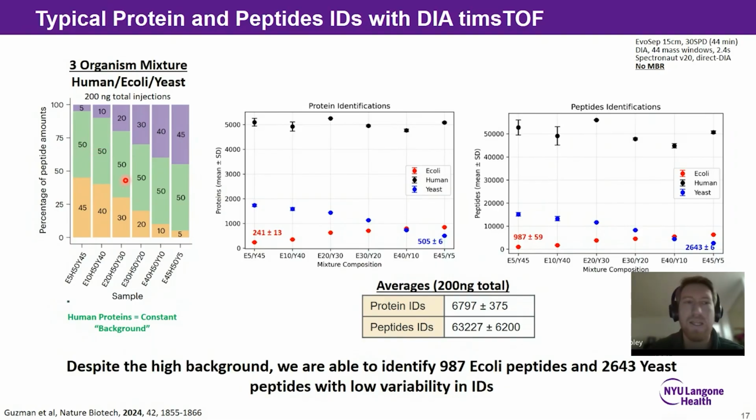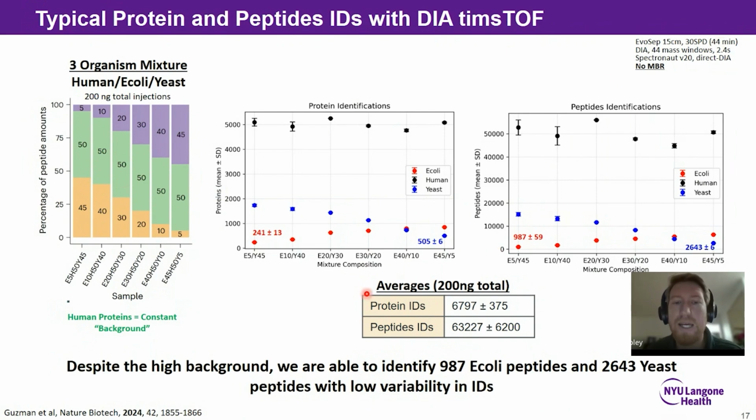And then we vary the E. coli and yeast concentrations. And just to give you some protein numbers, in the 200 nanograms total of protein, we're getting about 6,700 or 6,800 proteins and almost 63,000 peptides. This is doing a 30 sample per day LC separation, so 44 minutes. So you could go even longer here and you'll probably increase these.